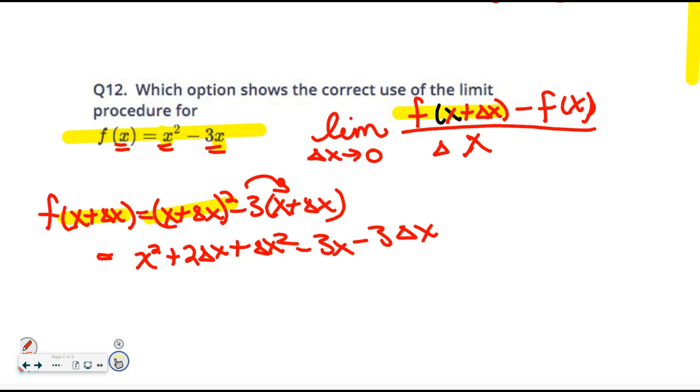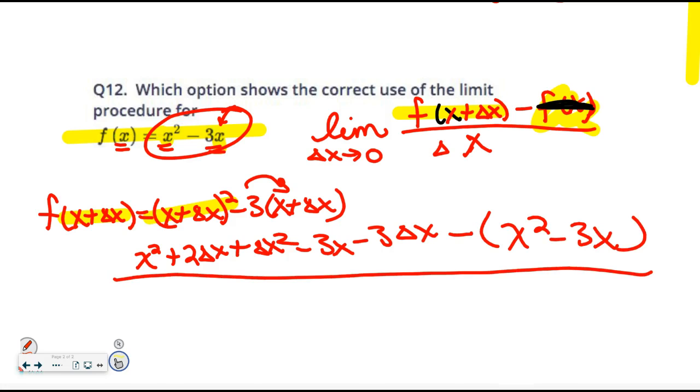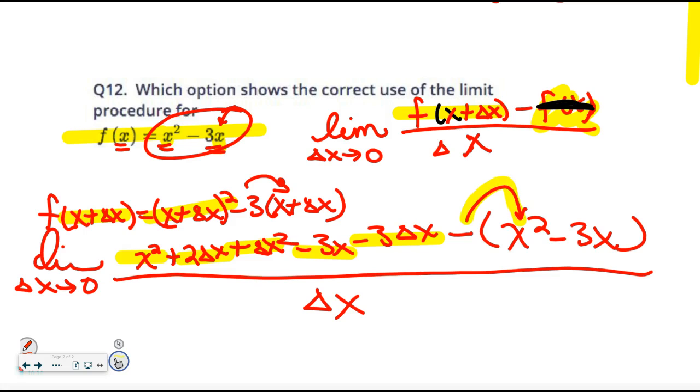But I'm also supposed to subtract f of x. So I'm going to take the equals off so I don't get linkage. I'm supposed to subtract f of x. And f of x is all of this. So I'd go minus x squared minus 3x. It's all over delta x. It's all a limit as delta x approaches 0. So the correct answer that was listed was x squared plus 2x delta x plus delta x squared minus 3x minus 3 delta x, and then this was distributed in. And so it was minus x squared and then a plus 3x.